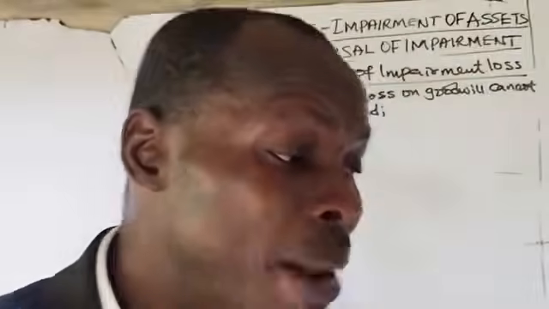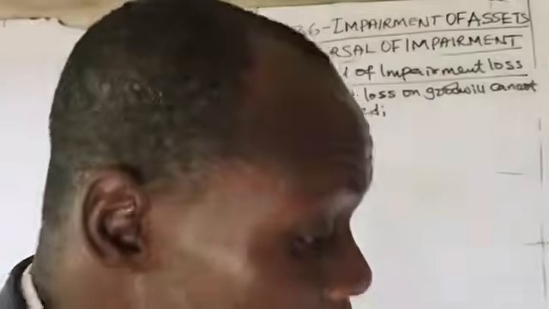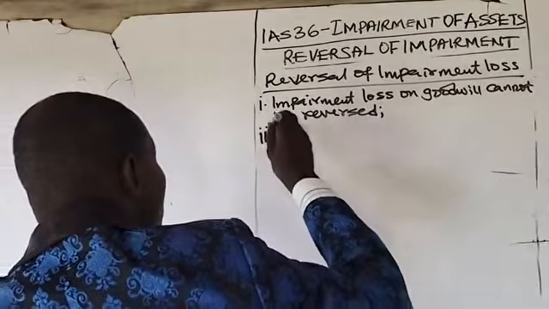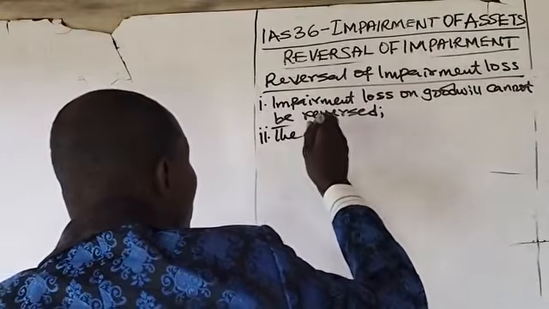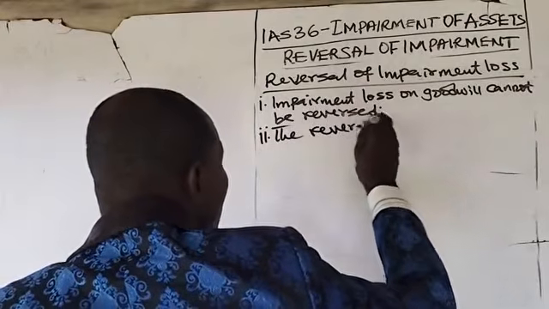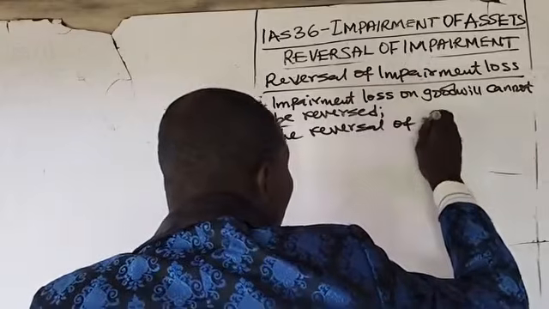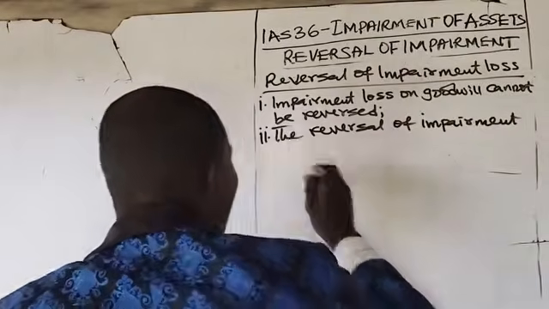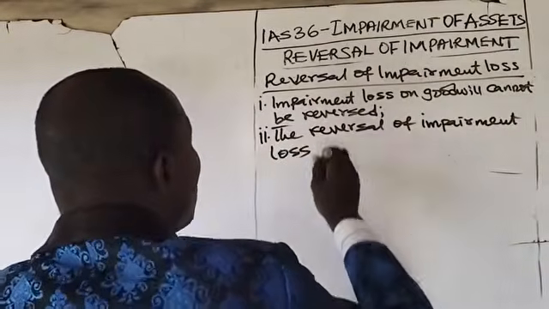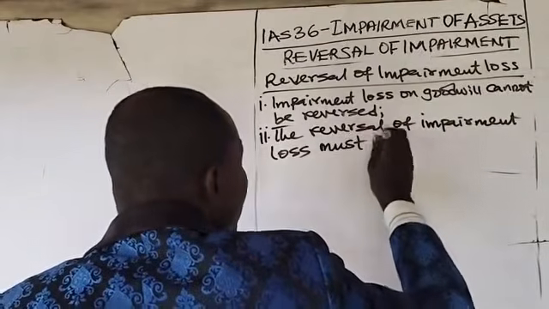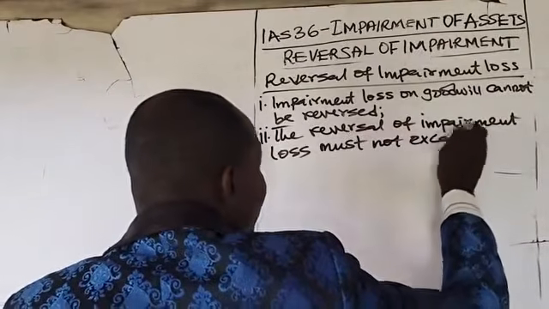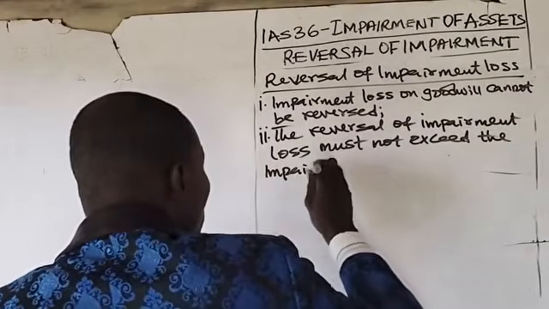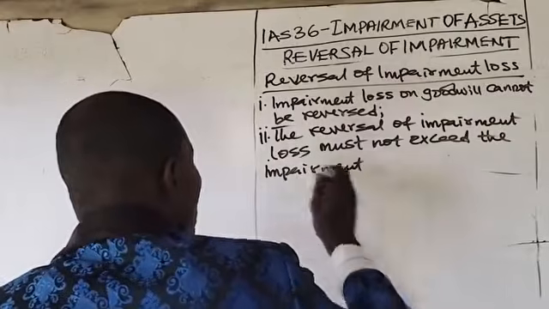Number two, the impairment reversal must not exceed the impairment loss previously granted.